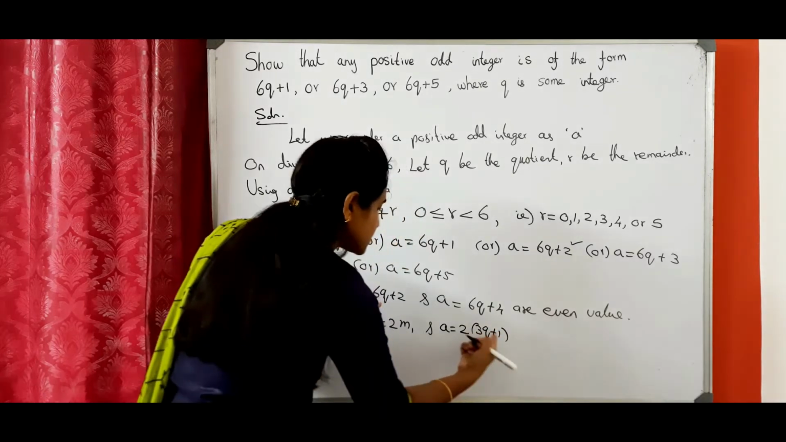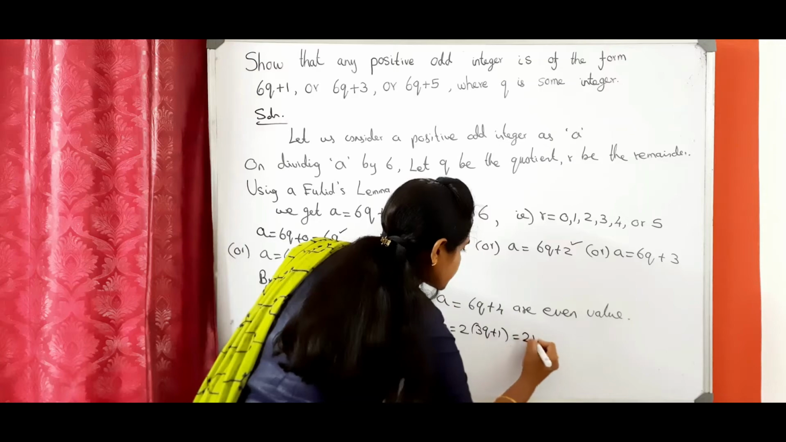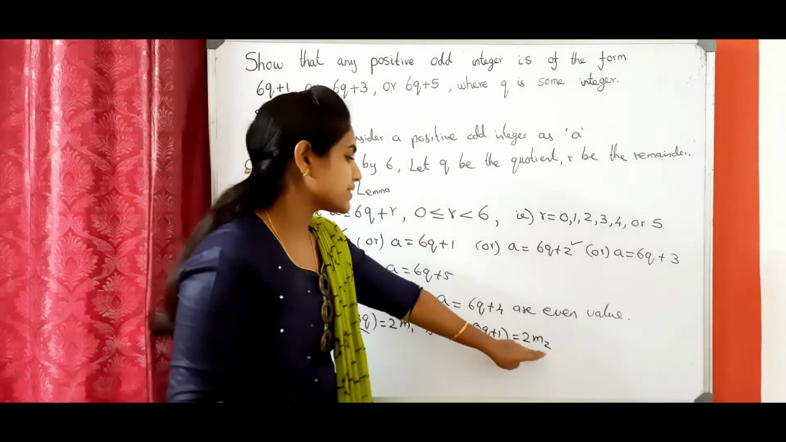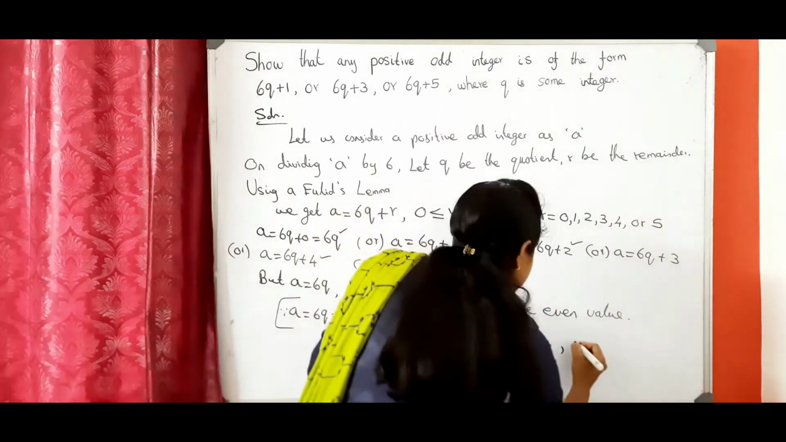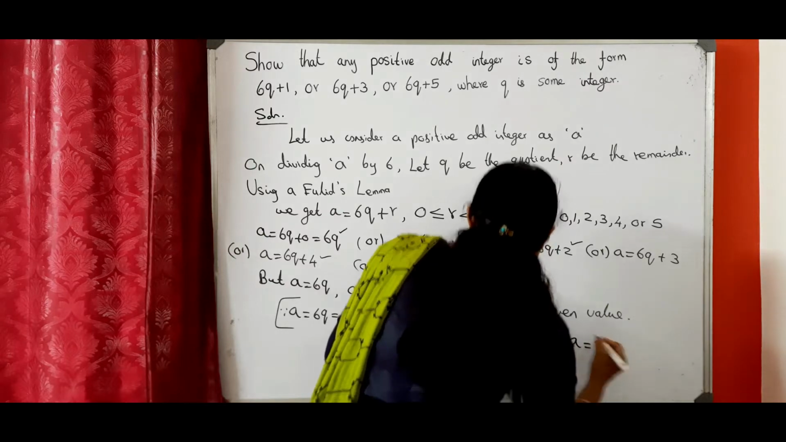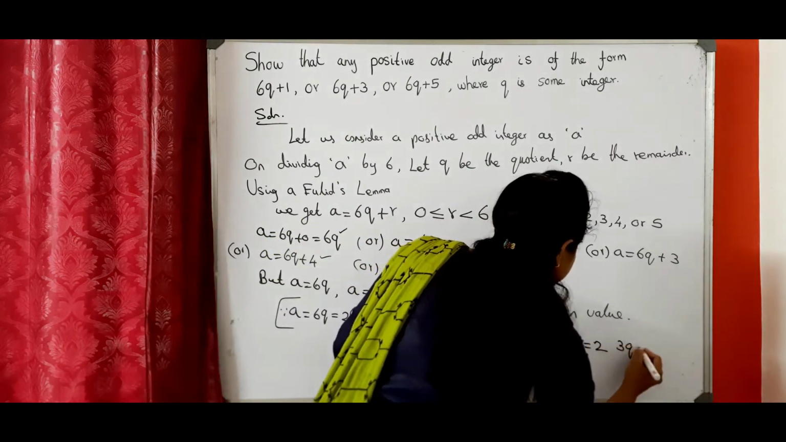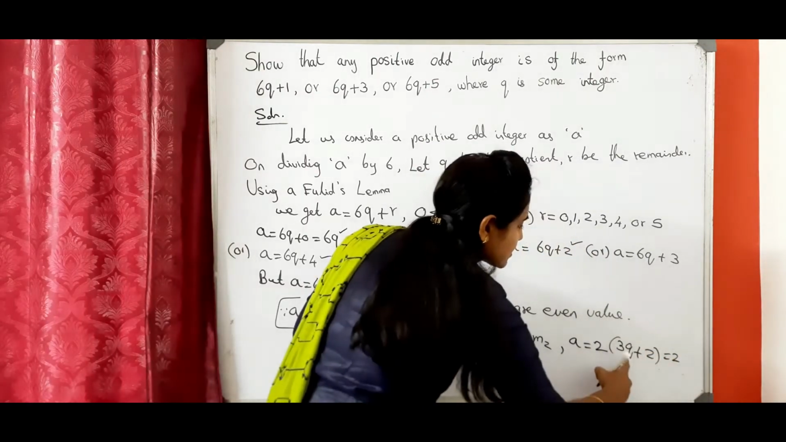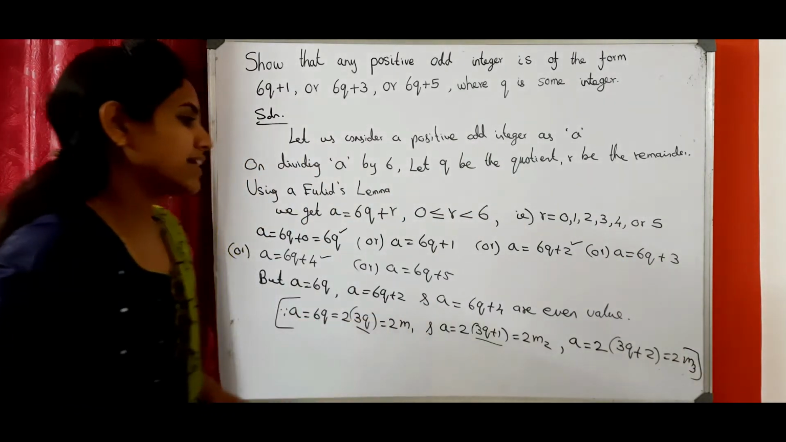Why did I take 2 outside? The remaining is 3q plus 1. Here we can write 2 into m2, taking 3q plus 1 as another integer m2. Next, the last one, a equal to 6q plus 4. Here also I am taking 2 outside. So 2 into 3q plus 2. Here also I am taking 3q plus 2 as m3. These m1, m2, m3 are integers.